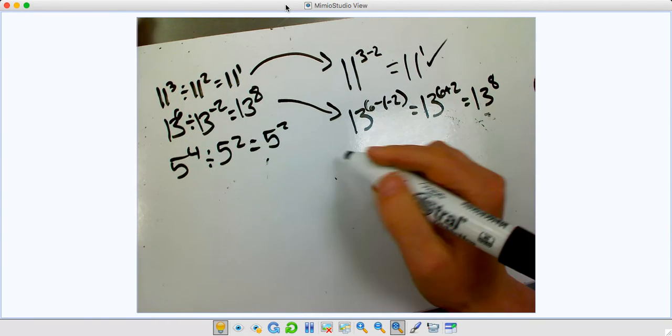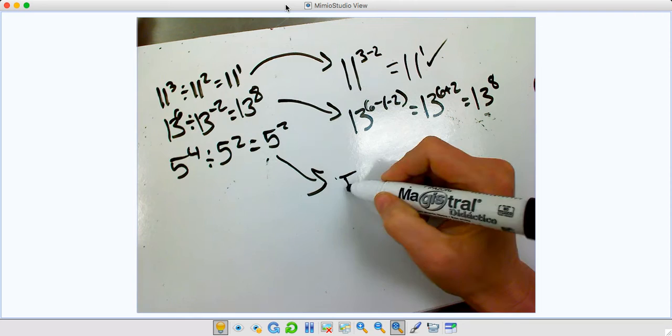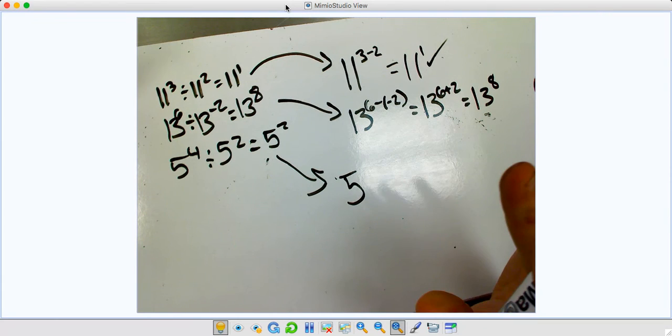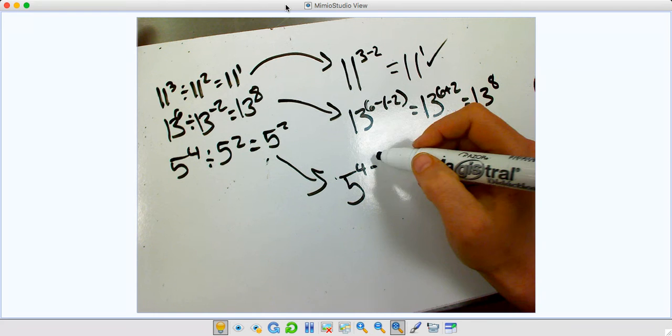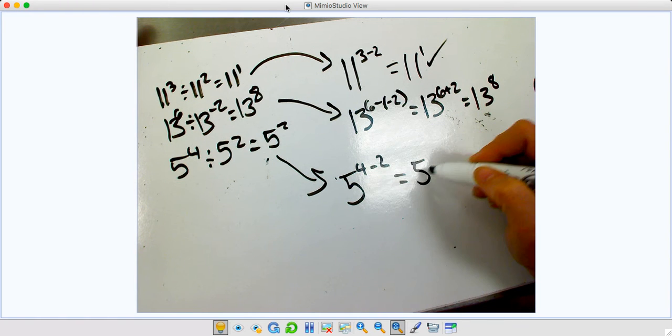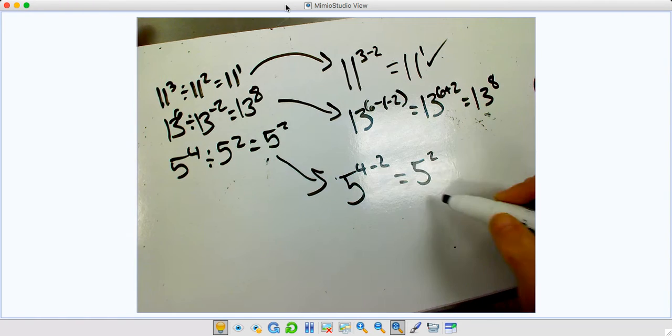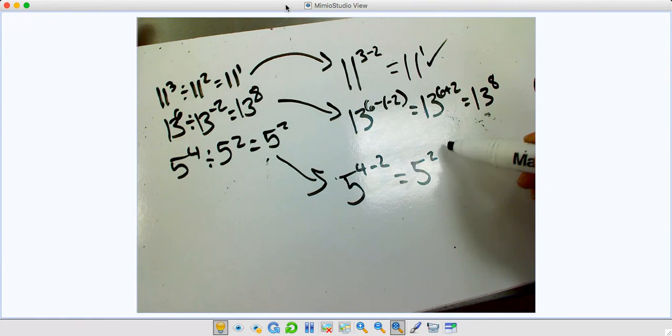Beautiful. And last one, just to give us peace of mind here, we have 5 to the 4th minus 2 equals 5 to the 4 minus 2 gives us 5 squared, which is our answer. Bang, bang, bang.